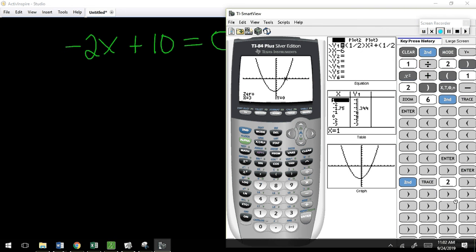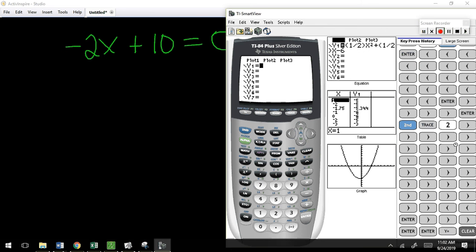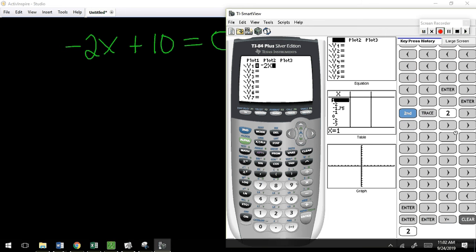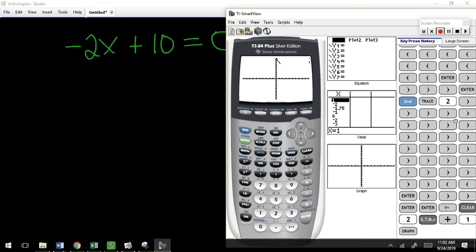R-O-O-T-S, yep. How do we write the equal to? So you don't do that. That's where your root comes in, okay? So negative 2x plus 10 and graph. Literally putting it in your calculator. I'm going to have you sketch the graph to make sure you're putting it in your calculator correctly. And then I'm going to second calculate my zero.